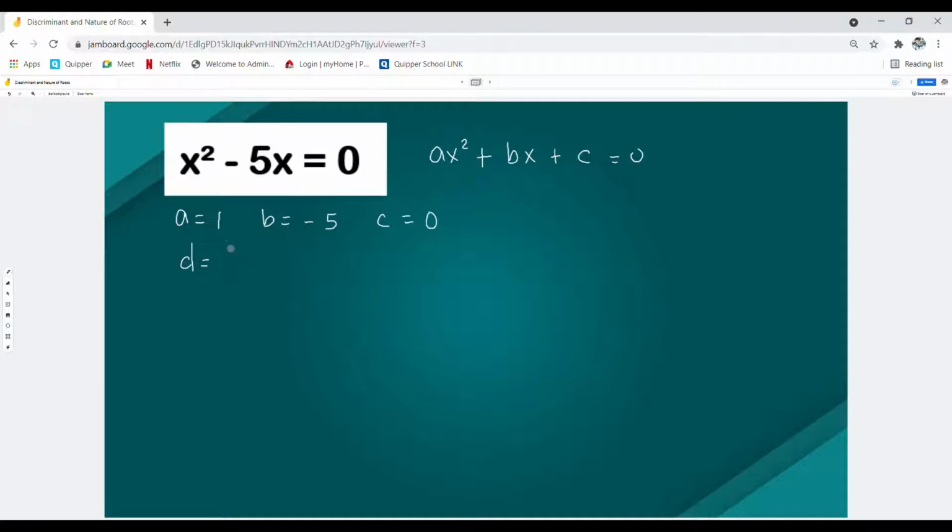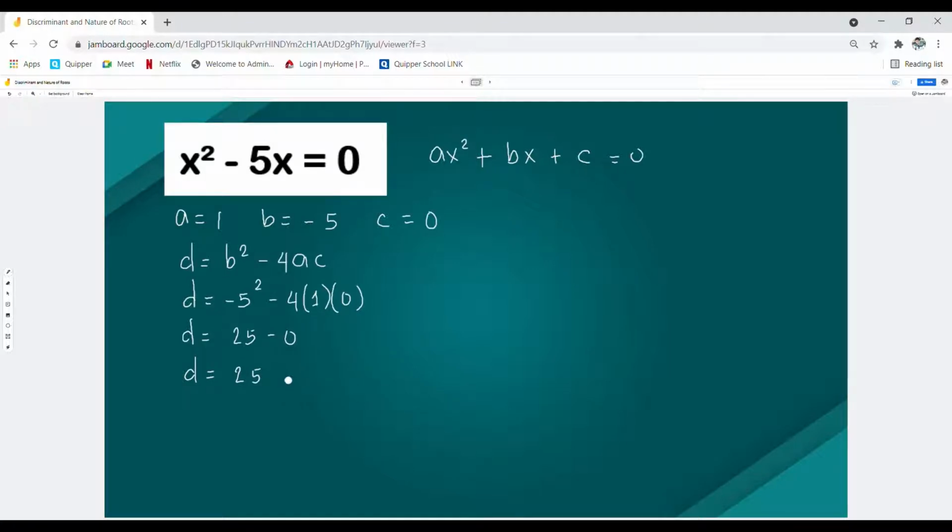So the discriminant is equal to b squared minus 4ac. Alright, so substitute the values. B is negative 5, so you have negative 5 squared minus 4 times your a is 1 and your c is 0. And so you're going to simplify it. Negative 5 squared is positive 25. So minus 4 times 1 times 0 is 0. Alright, so that means your discriminant is 25.